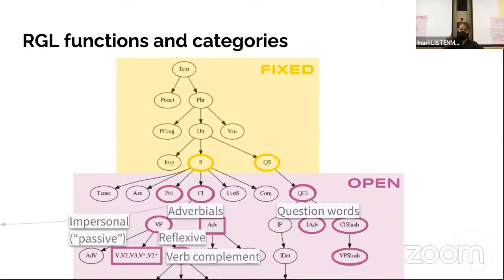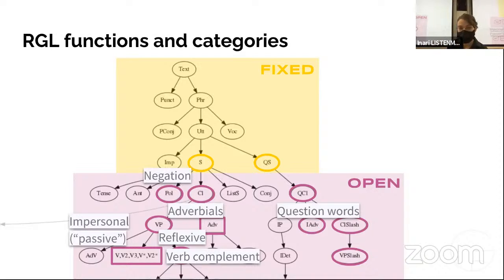It's because of all of these things that interact with the adpositions. So most of it is at the VP level: we have all the adverbials, reflexive, verb complement, and passive. I'm deciding to use the impersonal subject as passive in GF. And of all these things, negation is the one that in the GF RGL is decided on last.